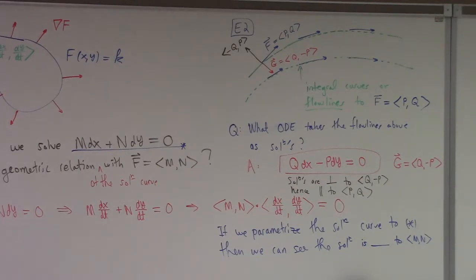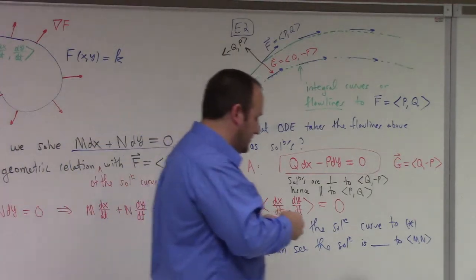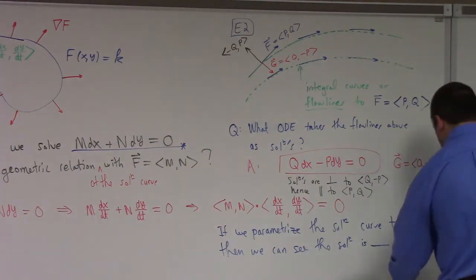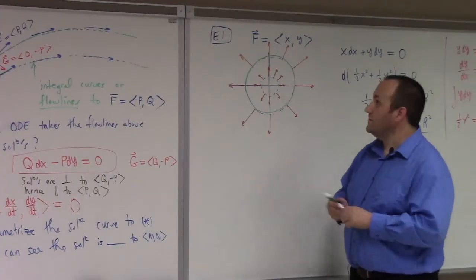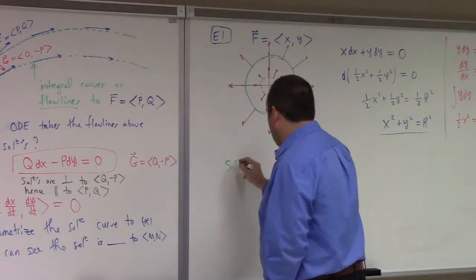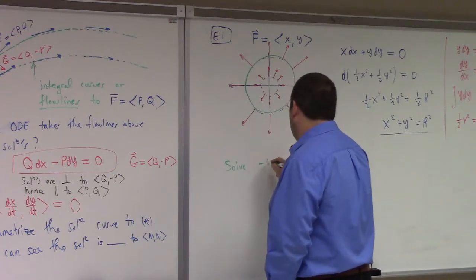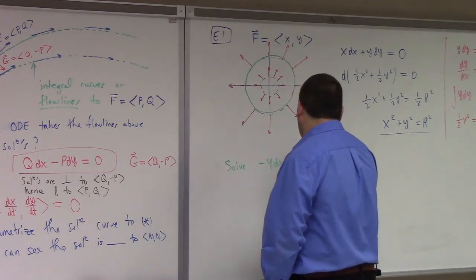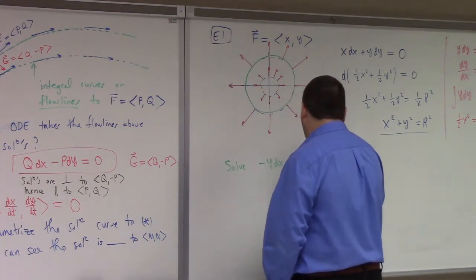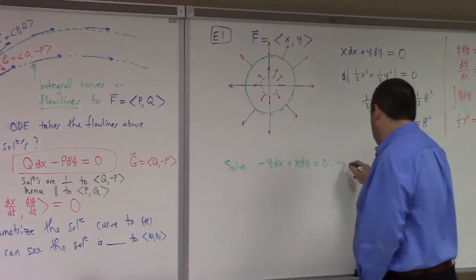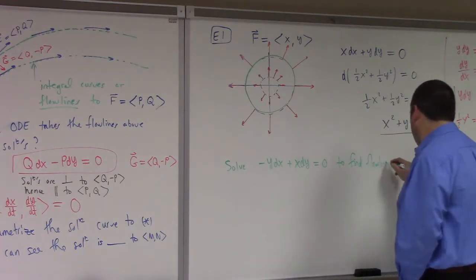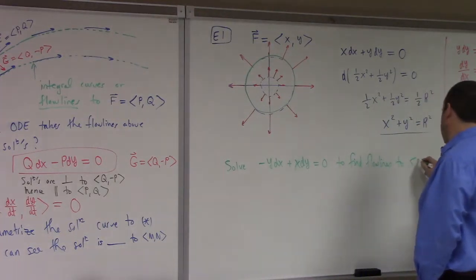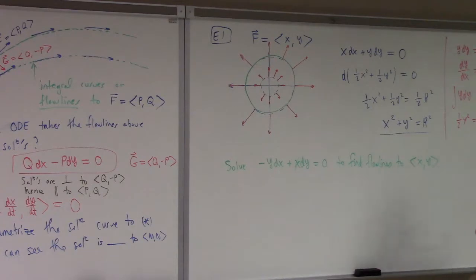Let's try this on for size. What happens if we try it out on my example 1? What should we solve to find the flow lines, which we hopefully agreed were lines from the origin? We should solve minus y dx plus x dy to find flow lines to (x, y). This is what I'm trying to convince you of.